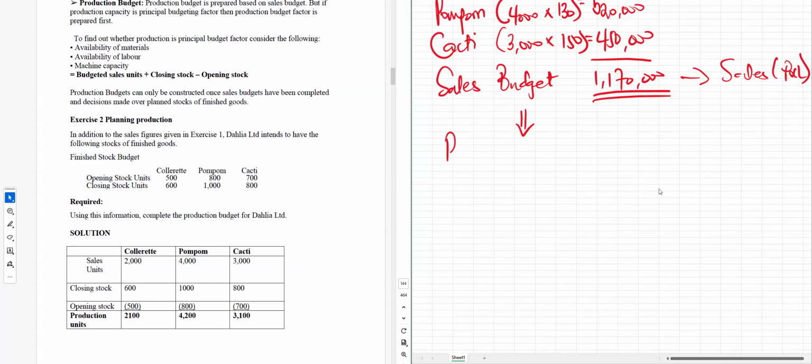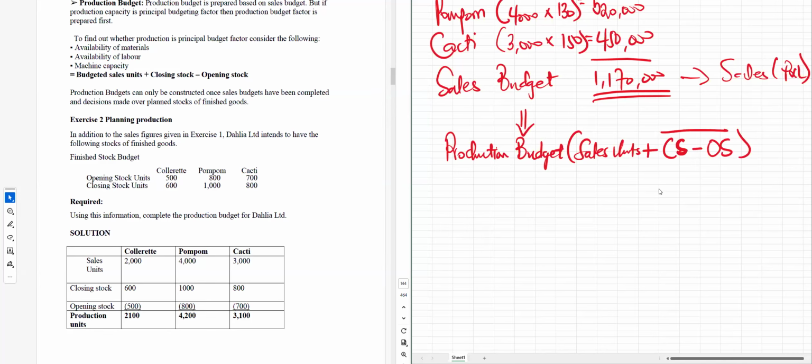Production budget. So, how do we get the production budget? We take the sales units, then we add our closing stock, then we less our opening stock. Now note, sometimes the question will intentionally give you change in stock.